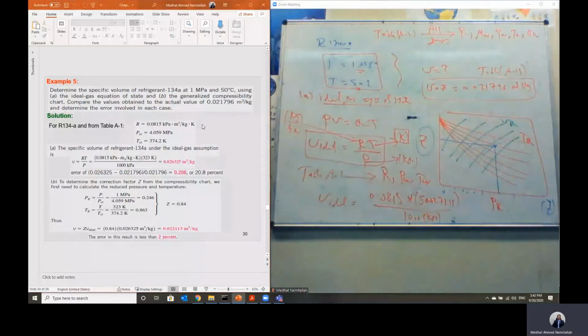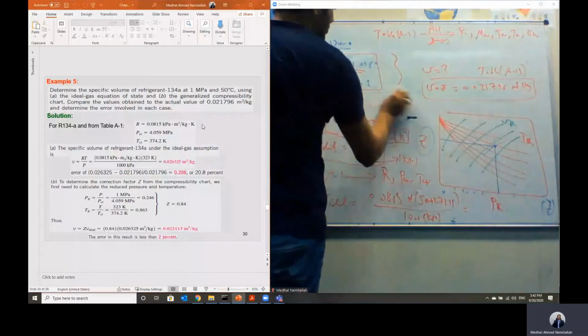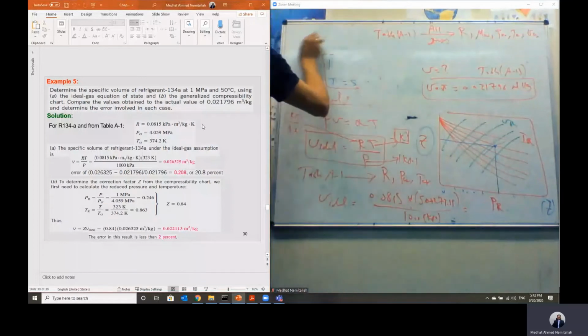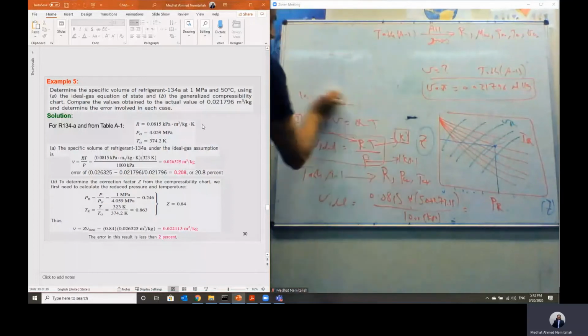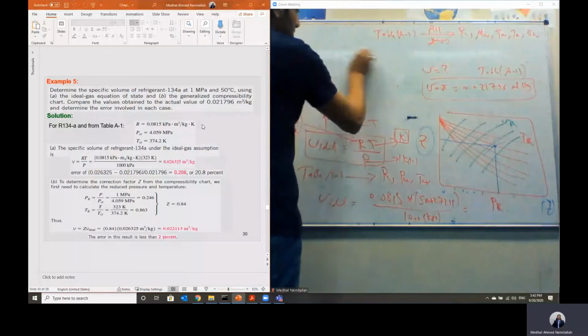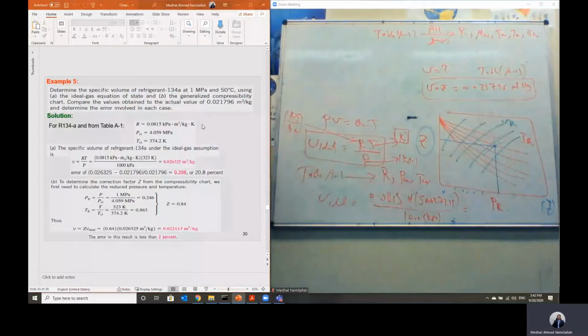You can calculate this value. Then we can get the ideal specific volume, and we can compare it with the actual value and calculate the error. Using the ideal gas equation of state, what will be the error in calculating the specific volume of the gas?